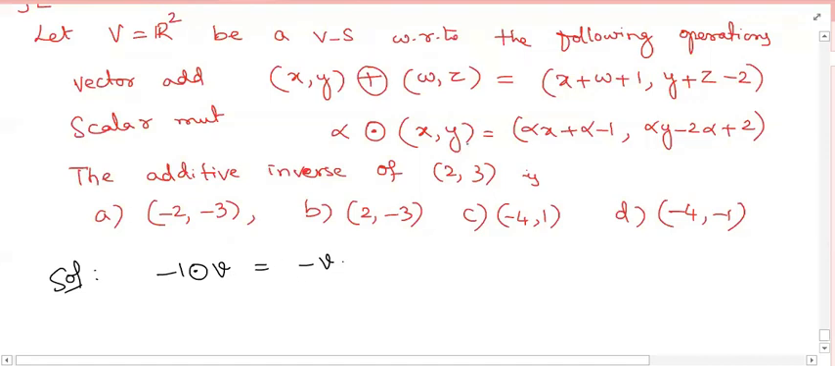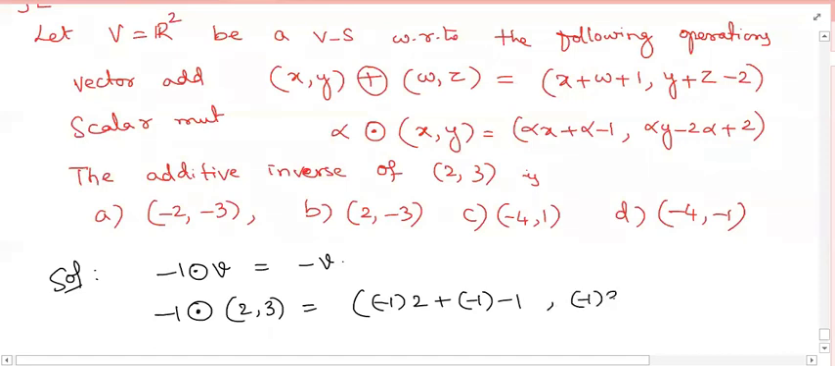So here it is given already that with respect to these operations, it is a vector space. So we need not verify whether it is a vector space or not. We simply take the scalar minus 1 and multiply with V. So what is V here? 2, 3. So we take the minus 1 scalar multiplication with 2, 3 by using the definition. So alpha into x comma y is alpha x plus alpha minus 1, alpha y minus 2 alpha plus 2. Alpha x means minus 2, alpha minus 1, and alpha y means minus 1 into 3.